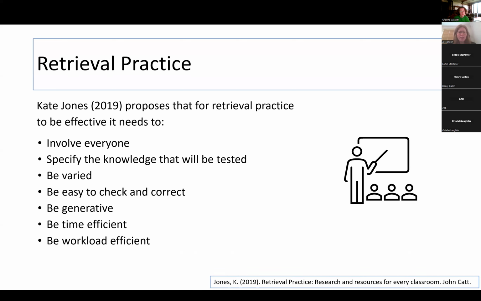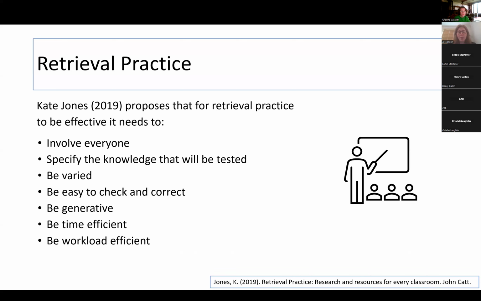Kate Jones wrote a book in 2019 on retrieval practice, in all different sorts of subject areas. She was saying that for retrieval practice to be effective, it needs to involve everybody in the class. So not just asking individual students questions, but everybody is doing a task. We need to specify the knowledge that will be tested. So what is it that we're looking for? Vary the tasks. We need to make them easy to check and to correct for our own purposes, so that we can easily fit them into lessons.